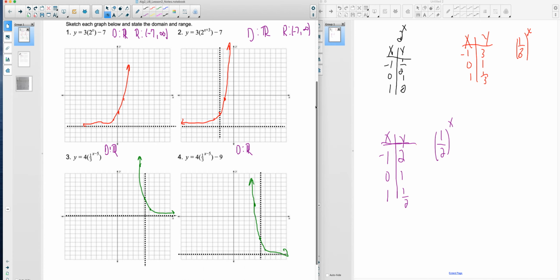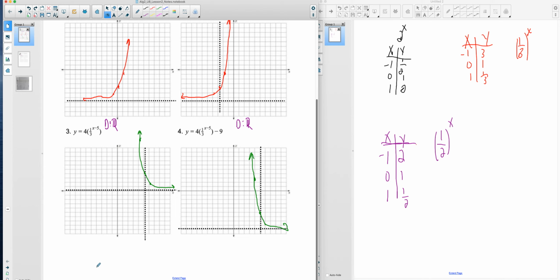And we look at our last two graphs here on 3 and 4. So when I look at the range for this one, my horizontal asymptote is at 0. So I can see that it's going to go up and get all those values. And so once again, my range would be 0 to infinity. And that 0 is going to be an open interval. We never quite get there.